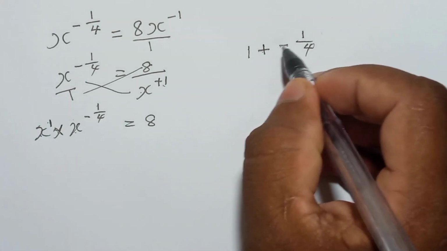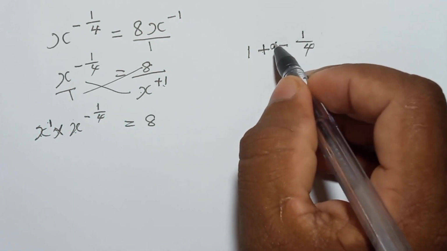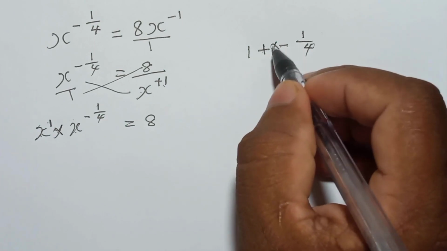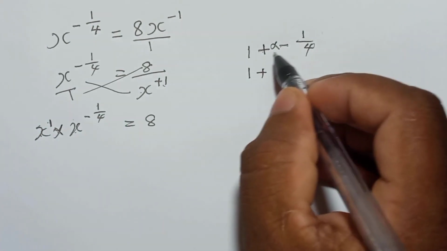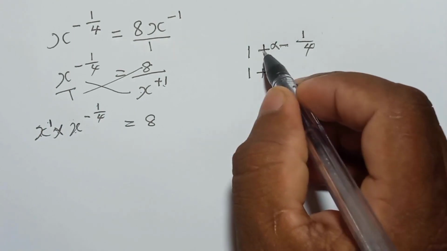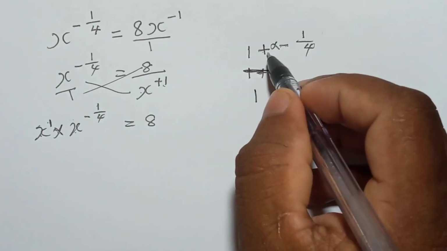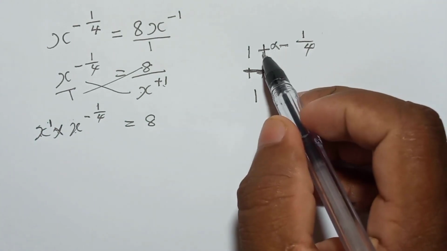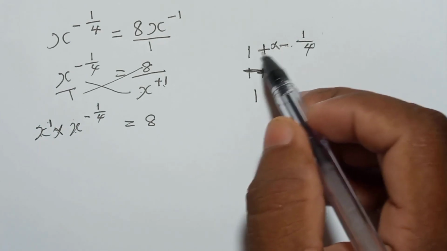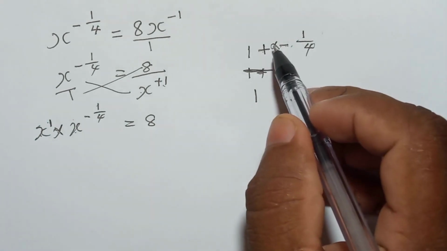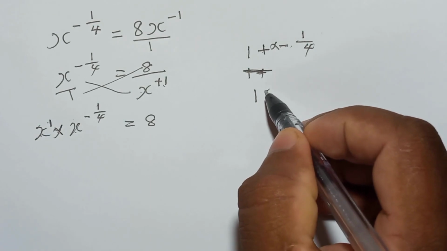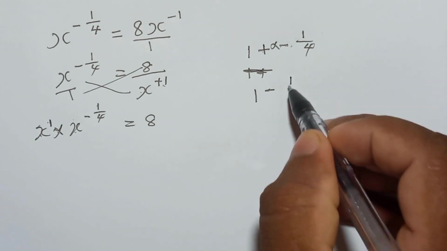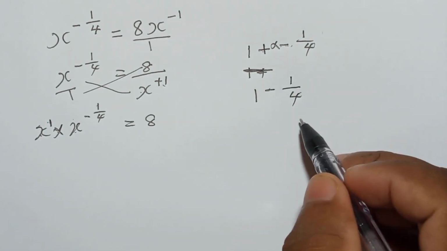Or someone can think, when you write two signs together, we make them one sign with multiplication. Here 1, then plus into minus. We know that when you multiply different signs, it is always minus, plus into minus is minus. So these two signs we make as one sign, 1 minus 1 over 4. Okay, now we need to simplify this, right?